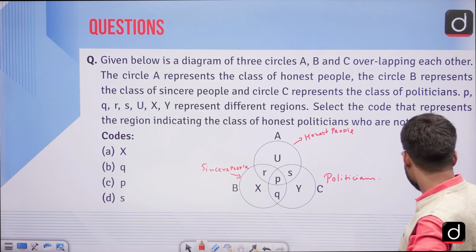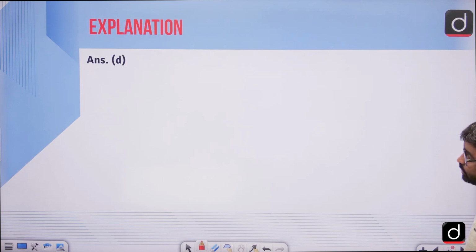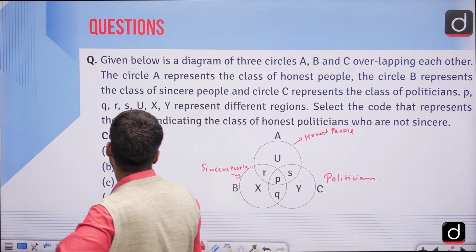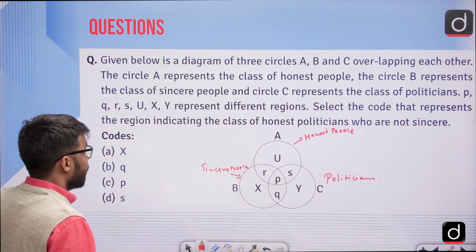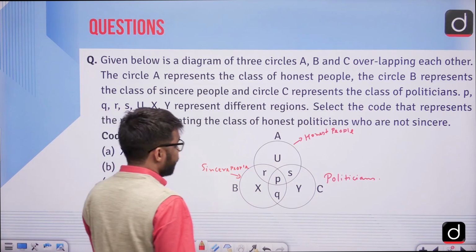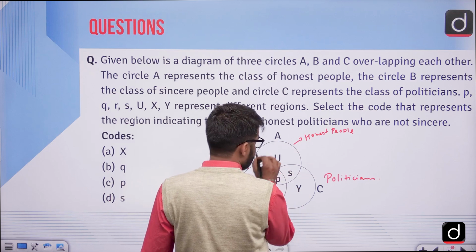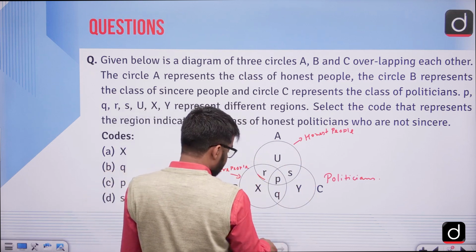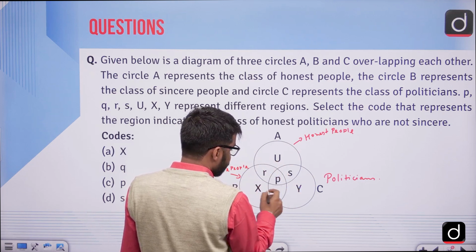Right, I guess by now you would have got to the answer. Here the correct answer was option D. Now let's see how many of you were correct, and if someone was wrong, where exactly he went wrong. So honest politician. This is the circle which represents honest people. So any value which is outside this circle is not going to be my answer.